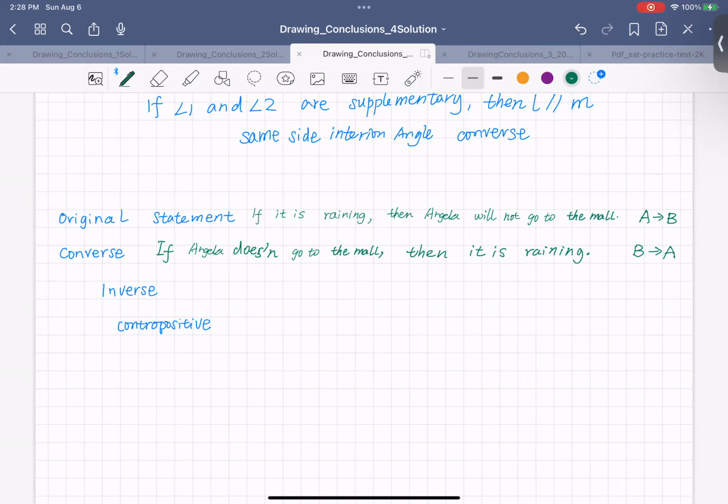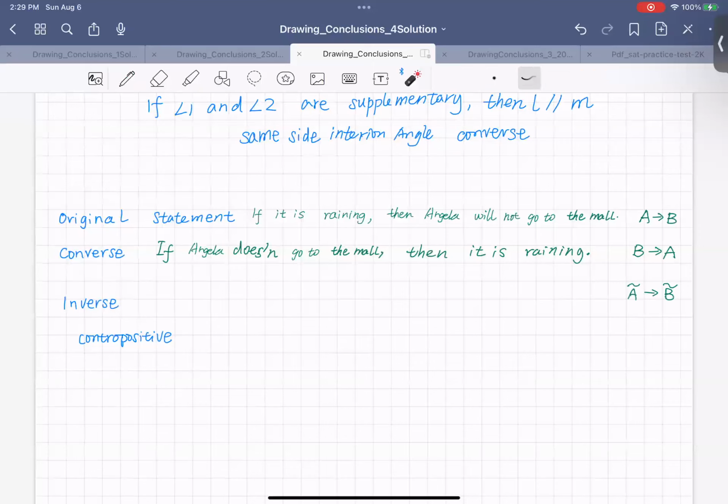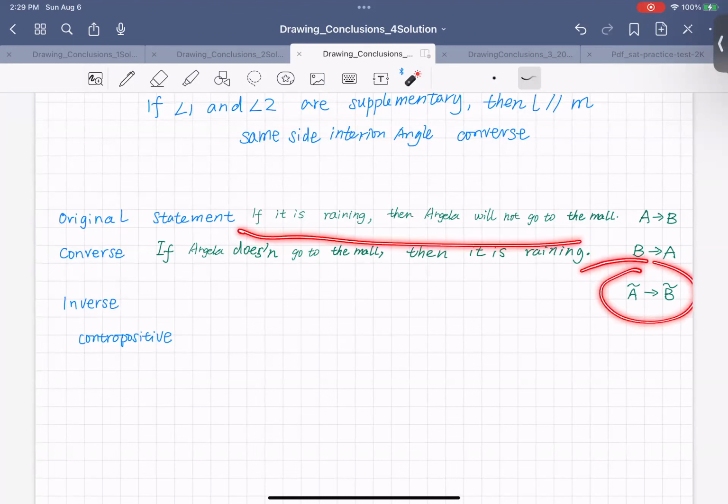Okay? Next one is the inverse. What is the inverse? The inverse is this shape. The inverse is from A, you change to not A, and from B, you change to not B. Make sense? Yes. So let's change. How do we change this so that it's not A to not B?